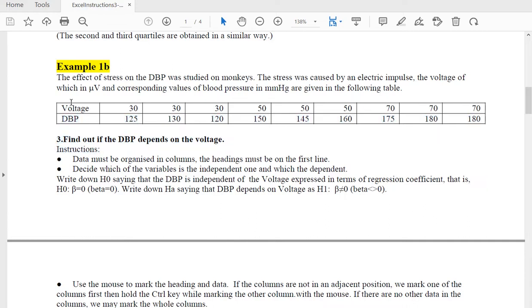But anyways, what they're asking is to find out if diastolic blood pressure depends on the voltage. All right, I'm gonna give you like 2 seconds. Tell me what kind of test is needed here. 1, 2. It is clear. It is obvious. Find out if diastolic blood pressure depends on the voltage. Depends is the anchor word. Instantly, it is regression. And you've got voltage, which we can control with a dial, and blood pressure, which is the dependent variable. We want to see if the diastolic blood pressure changes when we change the voltage.